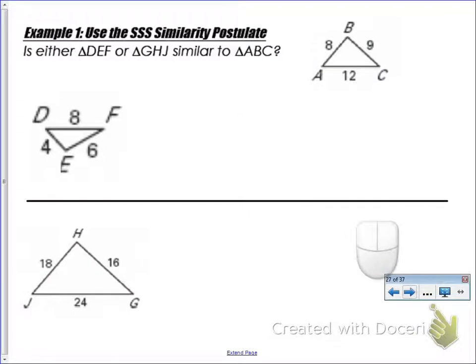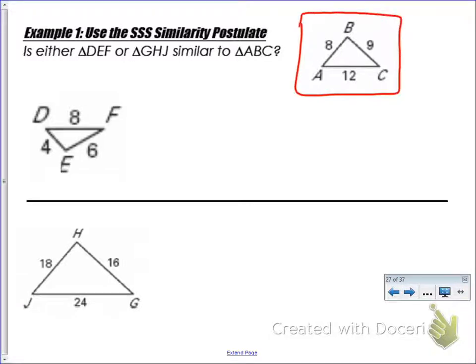All right, in example one, we're given three triangles. And we're going to say one of these two triangles on the left here, triangle DEF or triangle GHJ, is going to be similar to triangle ABC. Now, in order to figure this out, we need to go ahead and test ratios. And we've got to figure out which pair of triangles has the exact same ratios for all three pairs of corresponding sides. So let's start with ABC and DEF.